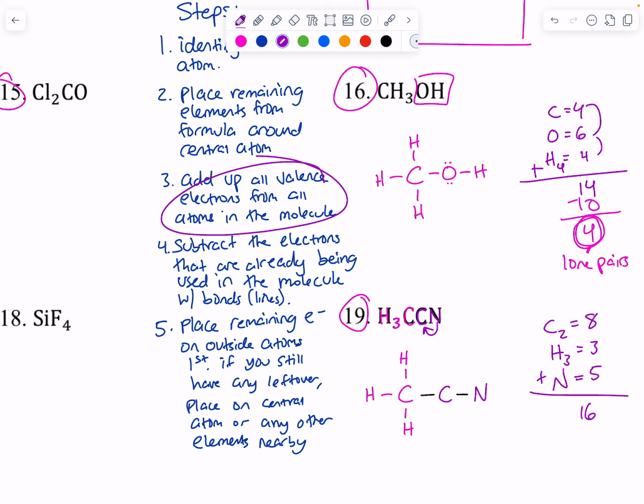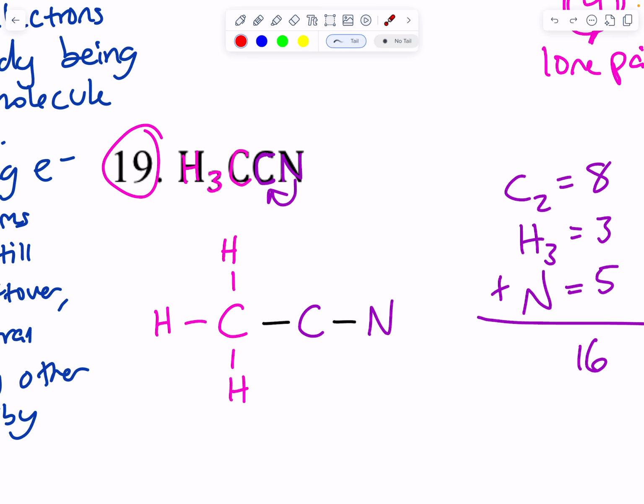Okay, next, we need to subtract the electrons that are being used as bonds in the molecule, the lines that we drew. So how many lines did we draw? We drew 1, 2, 3, 4, 5 lines. Each line is 2 electrons. So how many electrons do I have? 2, 4, 6, 8, 10. So I will be subtracting 10 electrons. Beautiful. Now I have 6 left over.